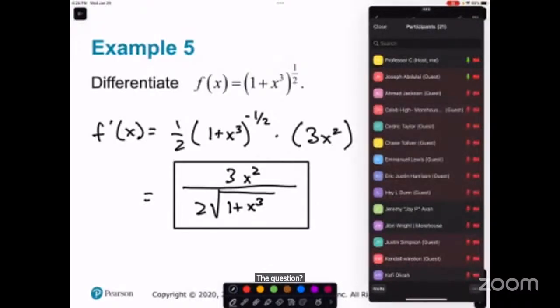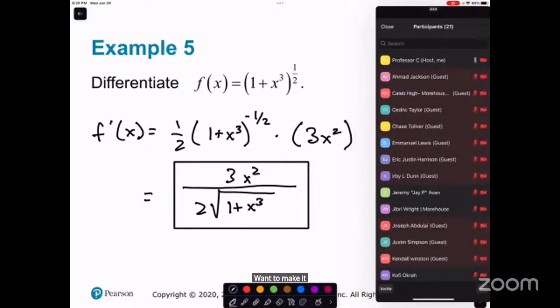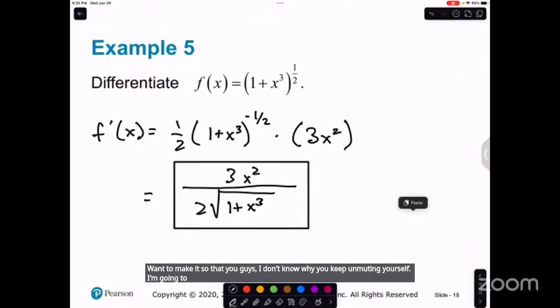Tell me, am I too grown for that? I'm going to make it so that you can't unmute yourself. I don't know why you keep unmuting yourself. Okay, anyway.